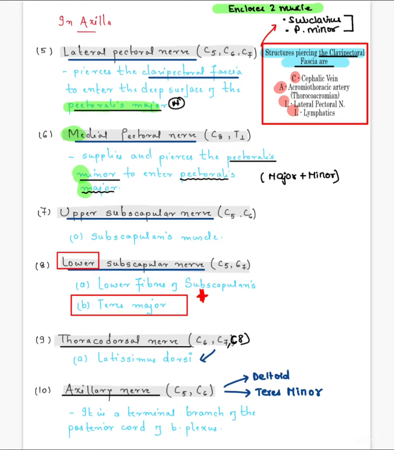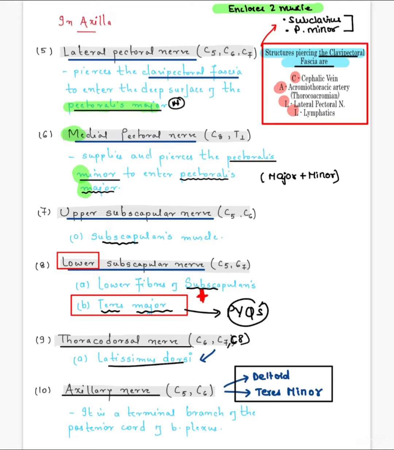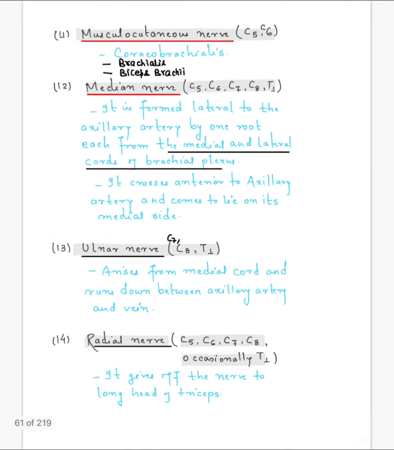Then coming to the upper subscapular nerve, this supplies the subscapularis, and the lower one supplies not only subscapularis but also your teres major. A very important PYQ that you frequently confuse: teres major is the lower subscapular nerve, and teres minor, if someone asks you, is the axillary nerve. The axillary nerve supplies deltoid and teres minor. Thoracodorsal nerve is the nerve to latissimus dorsi. This latissimus dorsi is known as the swimmer's muscle. Again, this may be asked in your exam.